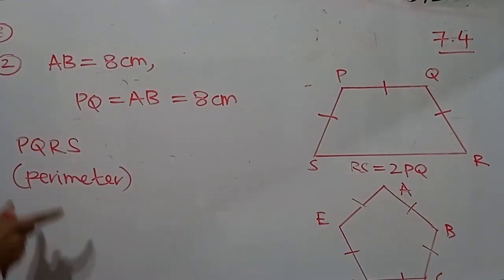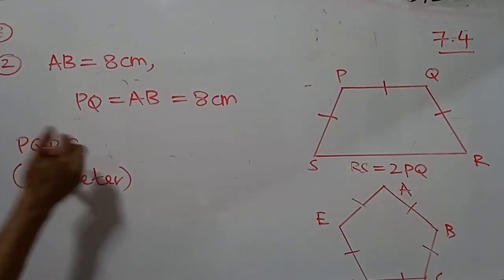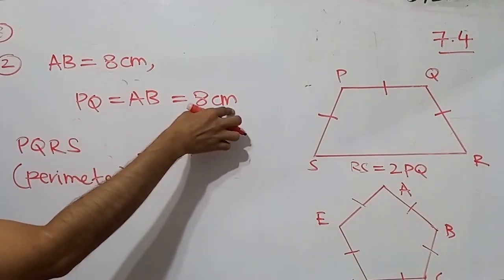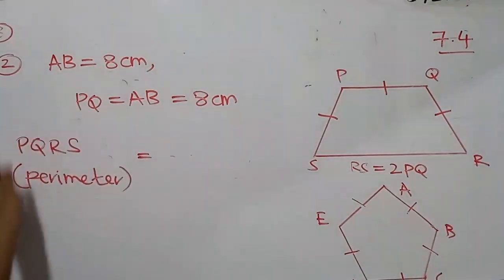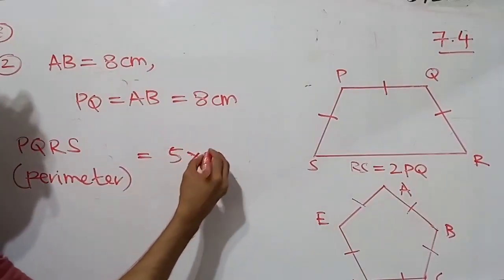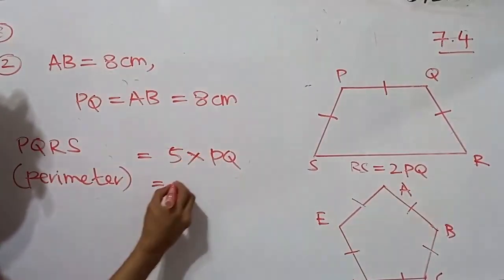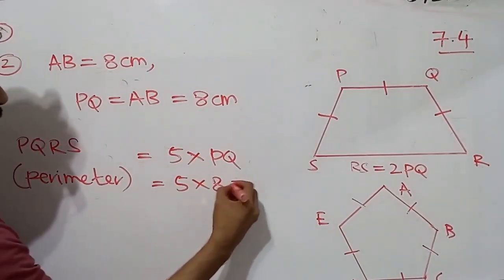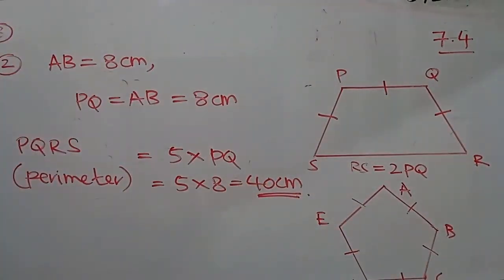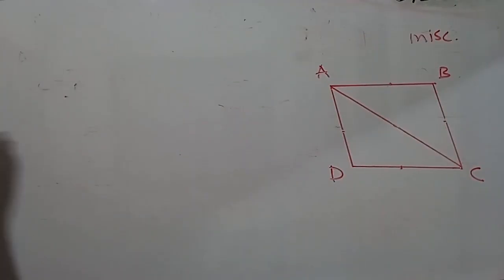Right? So here, perimeter of PQRS, that is what? PQ is equal to AB, that is equal to 8 centimeters. So perimeter of PQRS is what? 5 times PQ, or 5PQ, that means what? 5 into 8, so we get 40 centimeters. 40 centimeters. Right, miscellaneous questions.